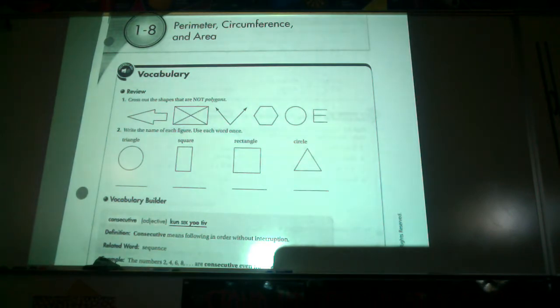So I want you to cross out the shapes that are not polygons. Keep a shape if it is a polygon, and cross it out if it's not a polygon. So what's the definition of a polygon? There's two parts to it, because you should have been learning your definition. So what's part one? It's a closed figure. Does any one of these not match that requirement?